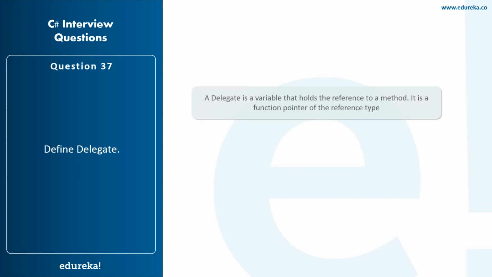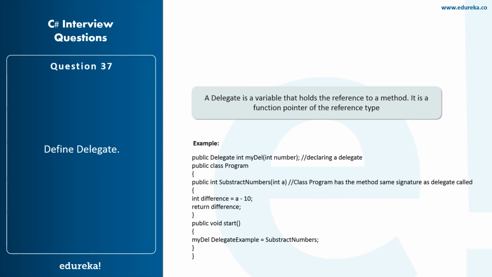Let me move on to the next question, which says define delegate. A delegate is a variable that holds the reference to a method. It is a function pointer of the reference type. All delegates are derived from the System.Delegate namespace. Both the delegate and the method that it refers to can have the same signature. Now let me show you that with a small example.